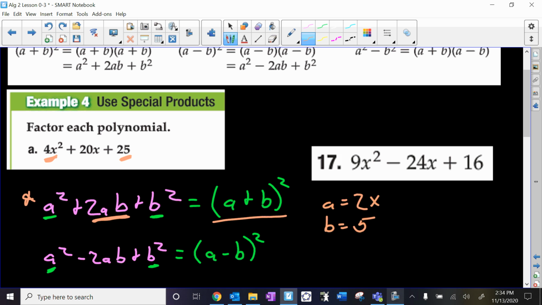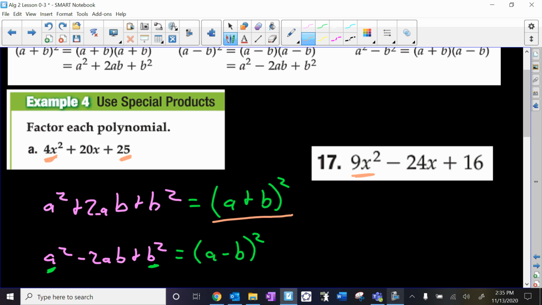So now I should be able to put it into this form. So my factorization will be 2x plus 5 squared, which is also the same thing as 2x plus 5 times 2x plus 5. I would accept either answer. Let's also try number 17. We have 9x squared minus 24x plus 16. I notice that this one is similar to the bottom scenario this time, all because of the subtraction sign.